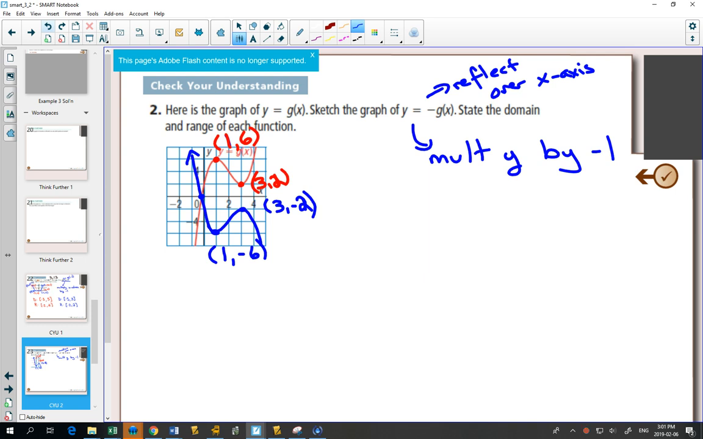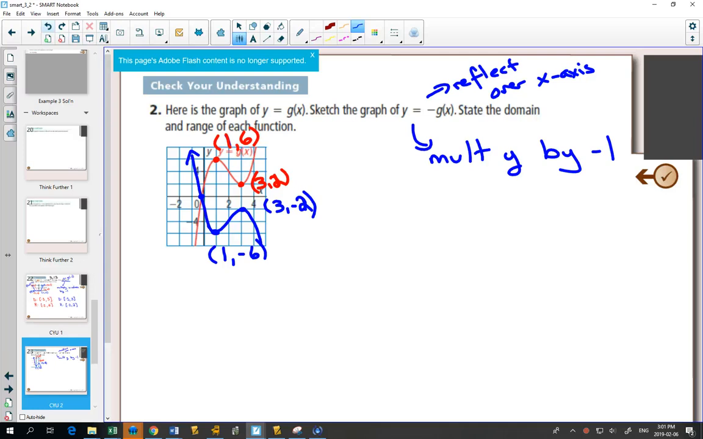Makes sense because if you're flipping over an x-axis, your x-intercept isn't going to change. Because what's your y value at your x-intercept? 0. And if you multiply 0 by negative 1, you still get 0. Excellent, excellent. So here we have our graph.